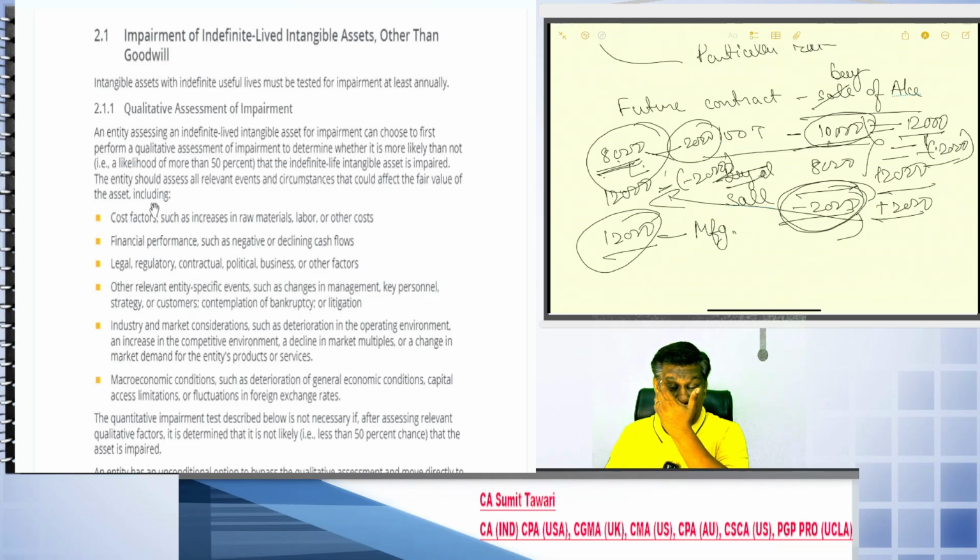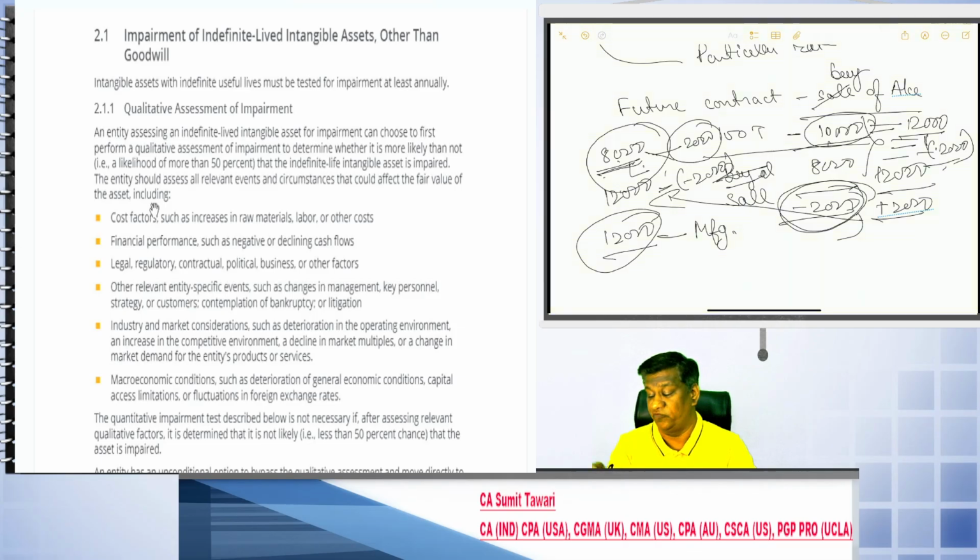See, in futures, what happens? It is not the physical delivery. This is basically a trade on an exchange. So you will get the profit here because you have a right to buy at 10,000, and you can sell in the market at 12,000.